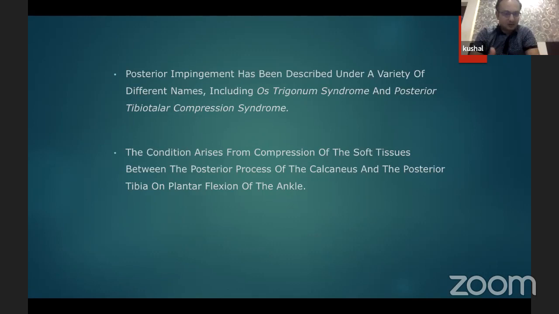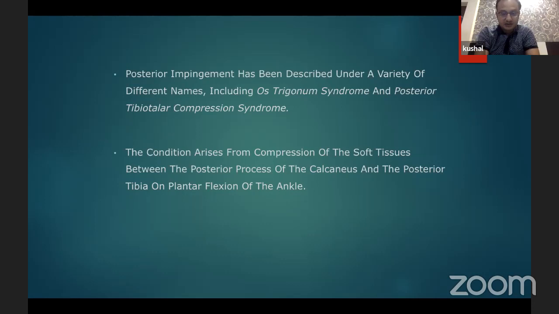It's known by various different names. It could be the os trigonum syndrome or the posterior tibiotalar compression syndrome, various names. But remember one thing, impingement doesn't necessarily mean always a piece of bone. It can also mean soft tissues or various other rare pathologies that you may have, including maybe a low-lying FHL or FHL cyst, which might give symptoms of posterior impingement. So before you think of bone, keep in mind that it can also involve a lot of soft tissue components also.